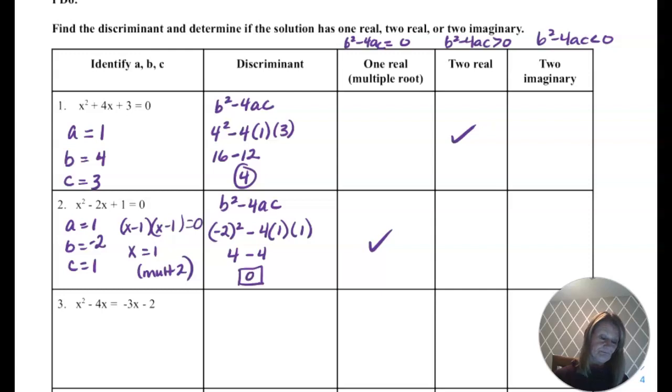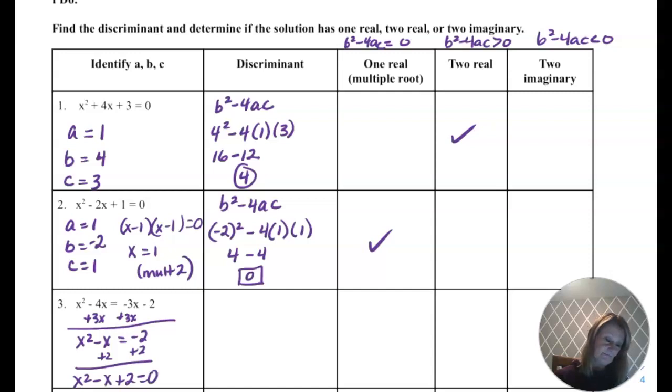Okay, next one is, again, it's not equal to 0. It's not equal to y. It's not equal to f of x. So I'm going to move things around and get it all. So I'm going to move my 3x. And then I'm going to move my 2. Now it's equal to 0, and I'm going to identify my a, b, and c. So a is going to be 1, b equals a negative 1, and c equals 2.